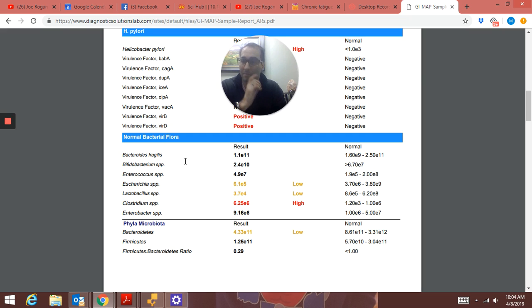Look at normal bacterial flora. Basically these would be considered friendly bacteria. These are supposed to be found in your gut at certain concentrations. The highs mean there's a little bit too much of them, and the lows mean there's too little of them, basically, right? So you can see here, in this sample, Clostridium is a little bit high.